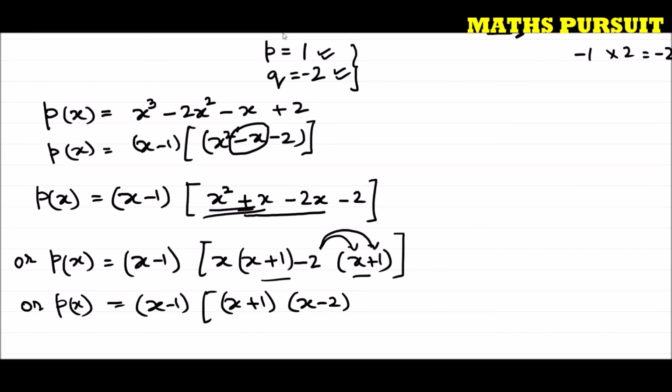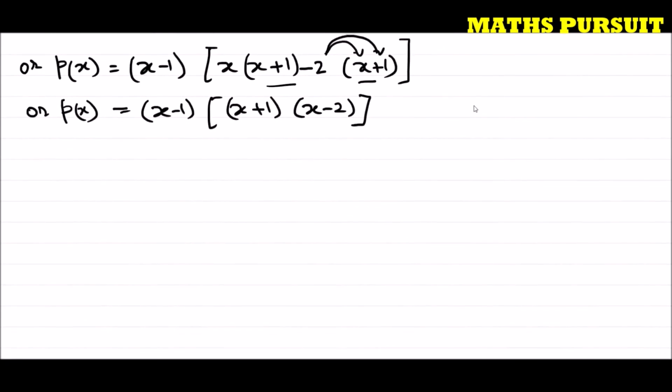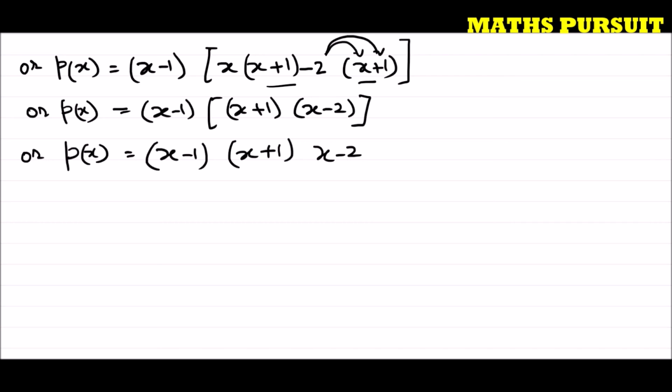So guys, you could see that we are able to find out the three factors. So what are those three factors? Px is equal to x minus 1 is one factor, the other factor is x plus 1, and the other factor is x minus 2. And as we discussed earlier, we will be getting three factors. So these three factors are x minus 1, x plus 1, and x minus 2. Hope guys you understood this one.